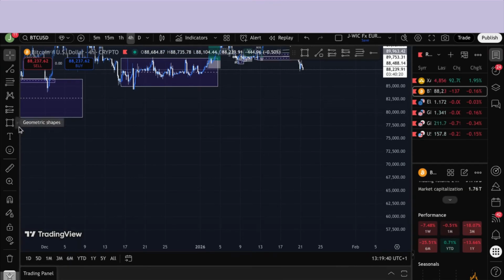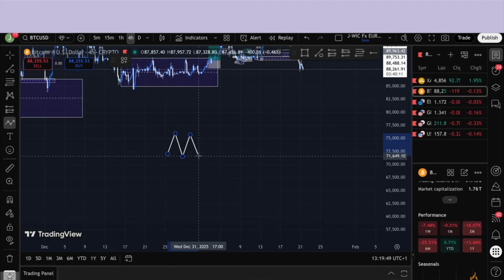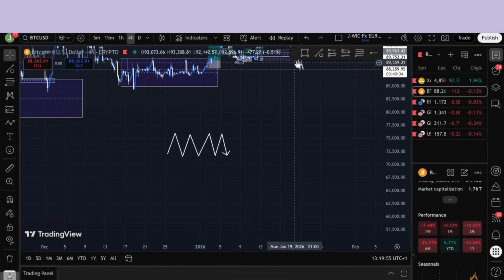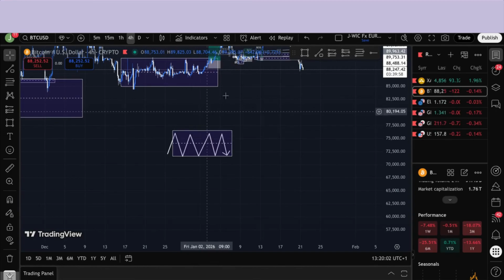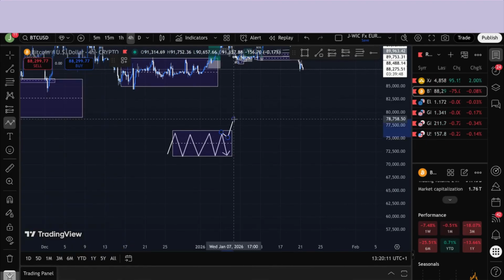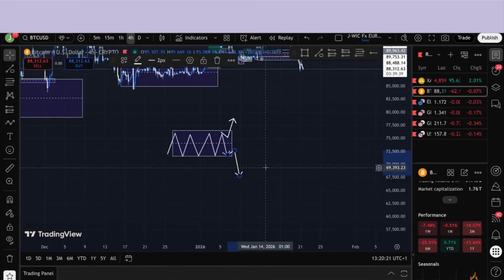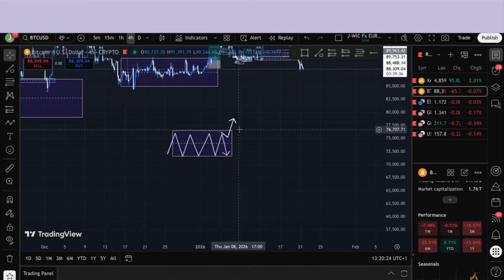So now, what does a ranging structure look like? Remember, I told you a ranging structure is just a market that keeps moving in a horizontal form, not breaking structure to the upside or to the downside. It's as simple as that. It's not breaking up to continue the trend, if the market is in a bullish trend, and it's not breaking to the downside to continue the trend either. That is what we call a ranging structure.